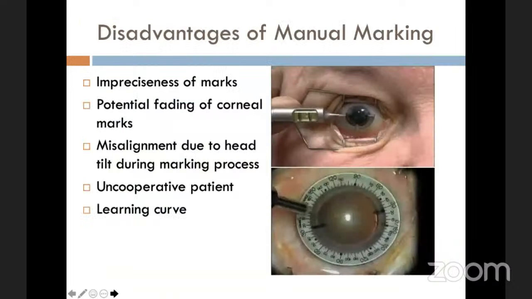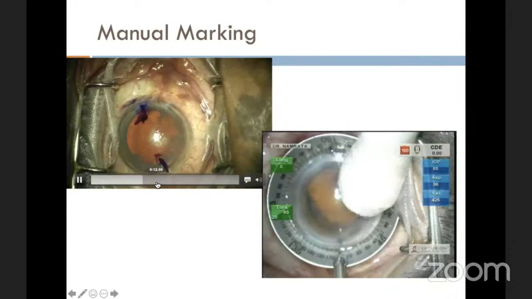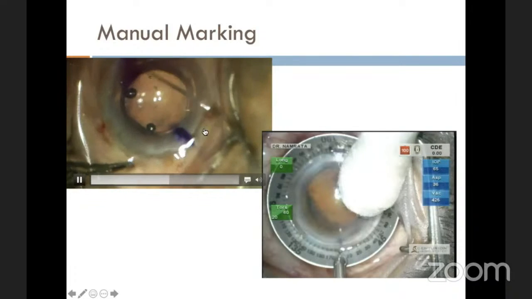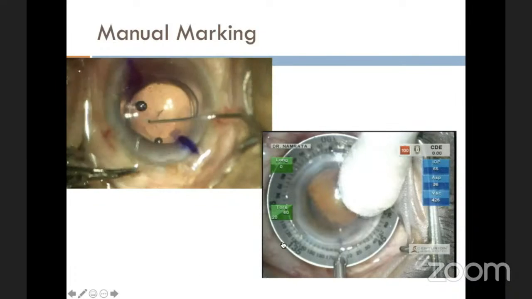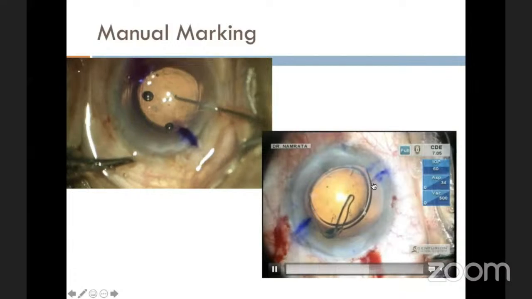Now what normally happens is that if you do it manually, which is using the bubble marker, or if it is done manually even intraoperatively making the marks such as shown here, then there is some potential error which can creep in because of the head tilt or because of the smudginess of the marks, or if the patient is uncooperative or fading of these marks can be there, and these marks may not be precise. So this is just to show the manual marking, how you can have smudges and then it may not be precise, and then there may be some parallax also. So the precise placement of the lens may not be that accurate.